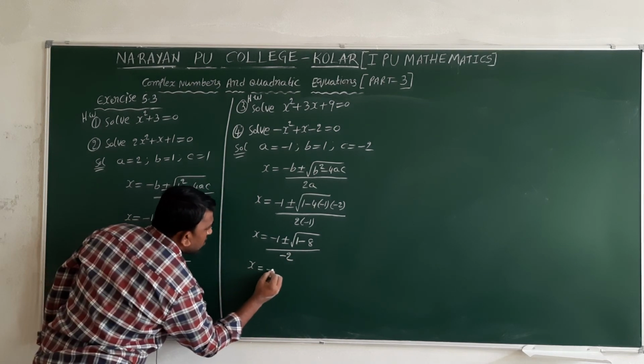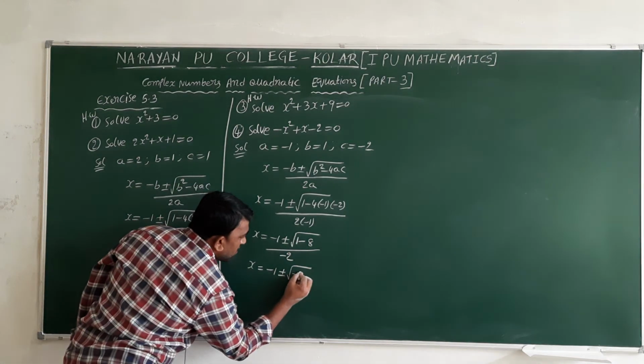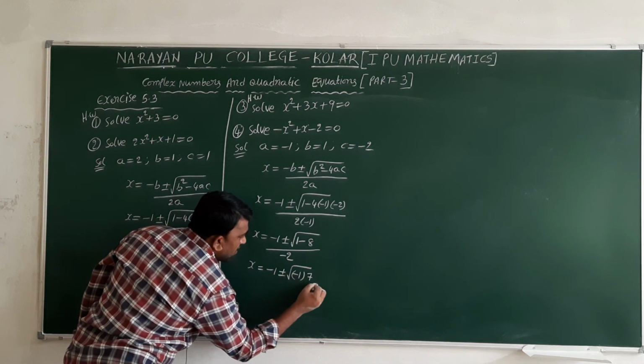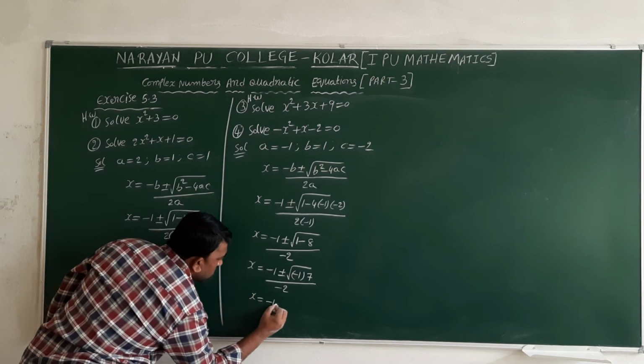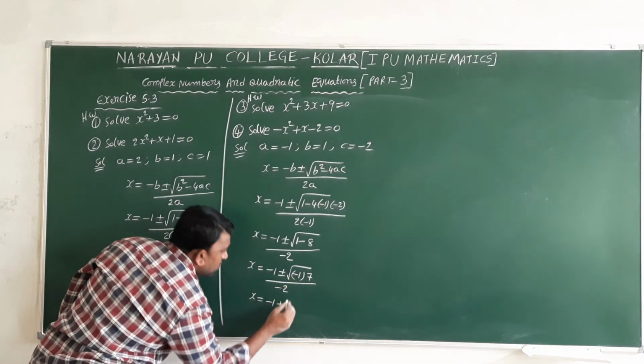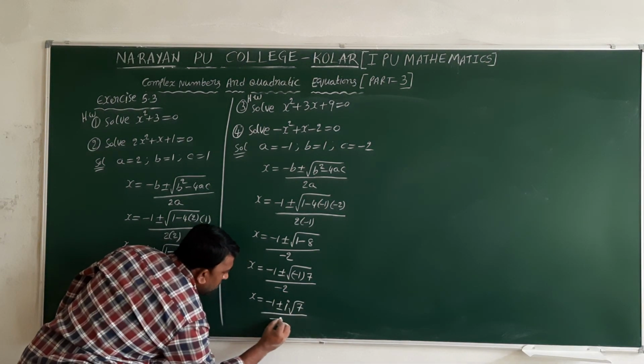x equal to minus 1 plus or minus, 1 minus 8 is minus 7, that we can write minus 1 into 7, divided by minus 2. Minus 1 plus or minus root minus 1, whose value we know is i, into root 7 by minus 2.